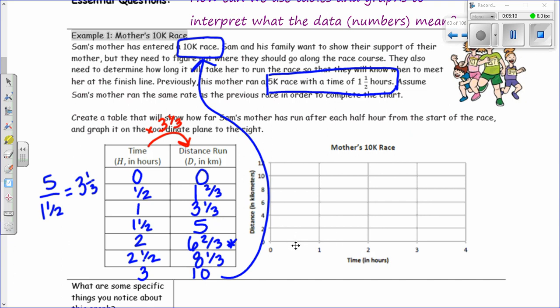Okay, go ahead and graph the points. If you're not sure where to start, graph 0, 0, graph 3, 10, and then try this one. Try 1.5 and 5. Okay, you might need to look though because 1.5 isn't on here, but it's halfway between 1 and 2. I want you to pause it. I want you to graph as many of these as possible and see if it makes a straight line.